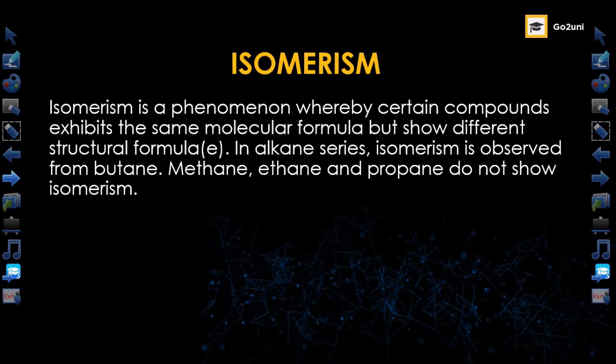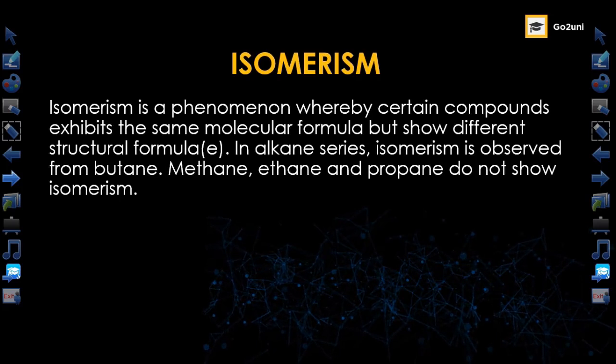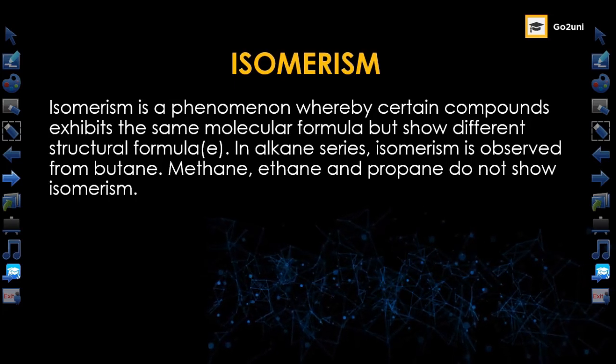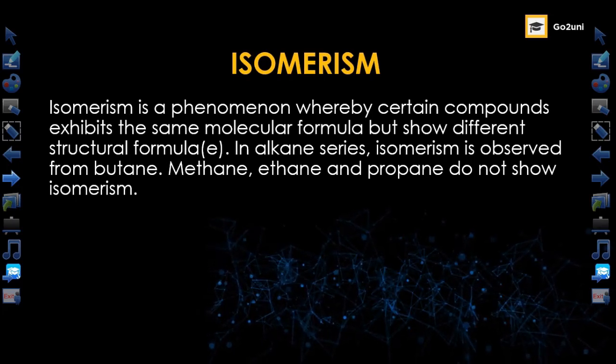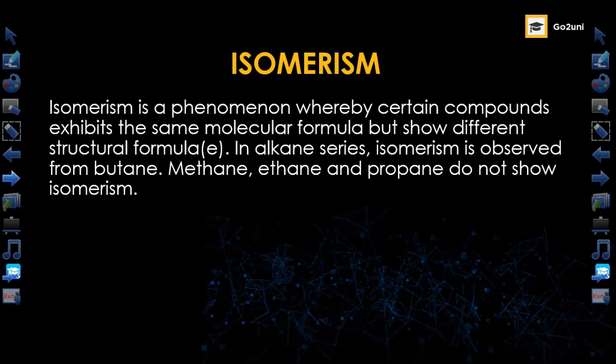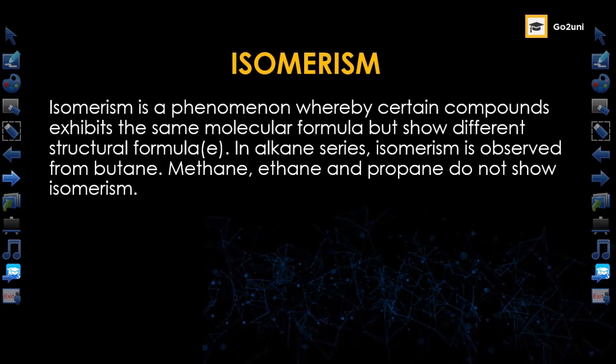In other words, when two or more compounds are observed to have the same molecular formulae but different structural formulae, such compounds are said to be isomers. So simply put, isomerism is a phenomenon whereby certain compounds have the same molecular formula, but they show different structural formulae. In the alkane family, methane, ethane, and propane do not exhibit isomerism, but alkanes from butane and above exhibit isomerism.